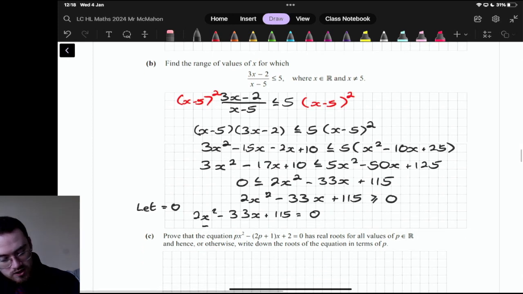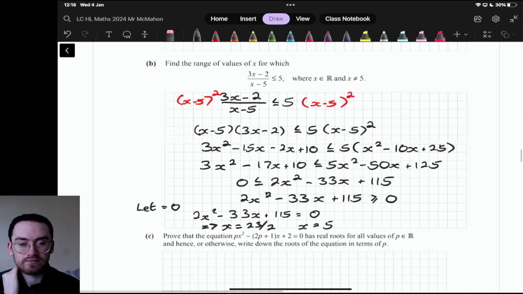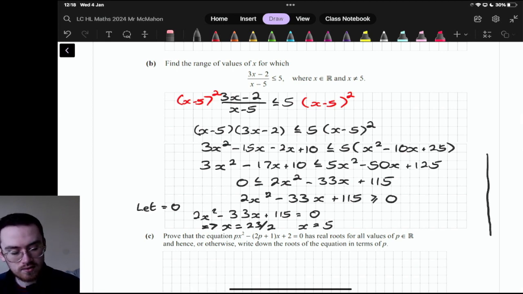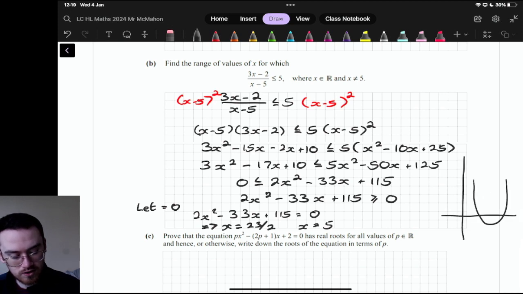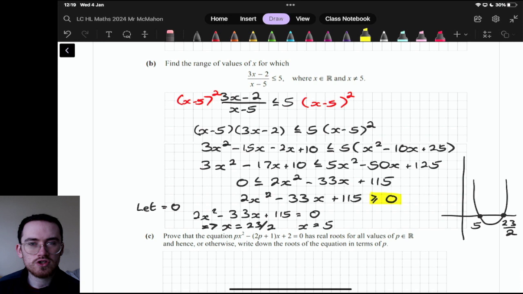Solving that quadratic will give us that x is equal to 23 over 2 and x is equal to 5. Then we have to remember that when we've done these questions before, we've had to draw a little diagram for ourselves to tell us where we're looking. So this is my quadratic here. My two roots are 5 and 23 over 2. And from this part of the question, we should be able to tell which part of my diagram, or my little sketch, I'm looking at.